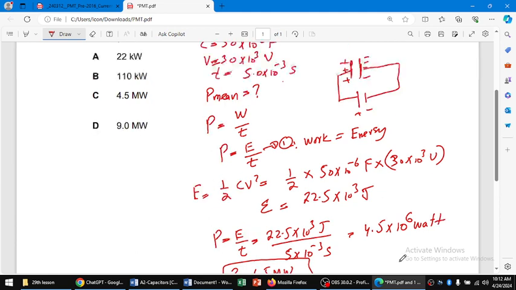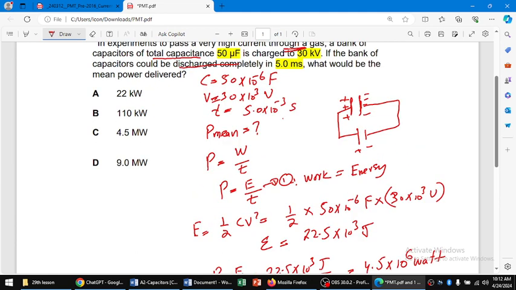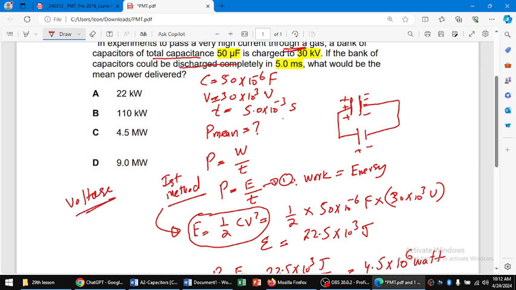This problem can also be solved in another way, but this is the first method you can use. In this method, the formula energy equals half CV square, when we derive this equation, the voltage is the mean voltage. The initial voltage is 0 volt, and when we connect a source it reaches V voltage, so the mean voltage is 0 plus V over 2. So the voltage in this formula, half CV square, is the mean voltage, which is why we can use this equation directly.